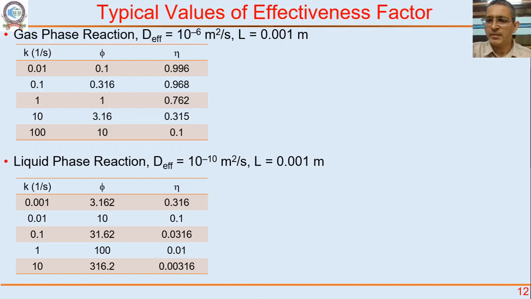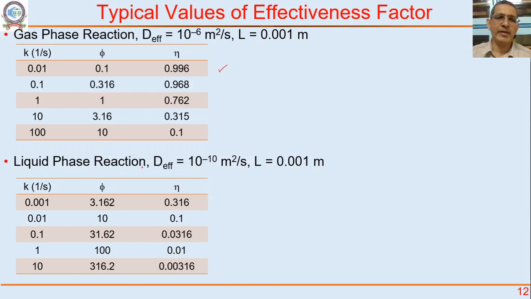Okay, let's take some values and calculate. Imagine there is a gas phase reaction. Effective diffusivity is 10 raised to minus 6 meter square per second. Length of the slab, meaning half the size of the pellet, is 1 millimeter, so 0.001 meters. And we'll take different values of rate constant: 0.01, 0.1, 1, 10, 100. Let's calculate phi for every case and let's calculate eta for every case. Make sure you get these values.